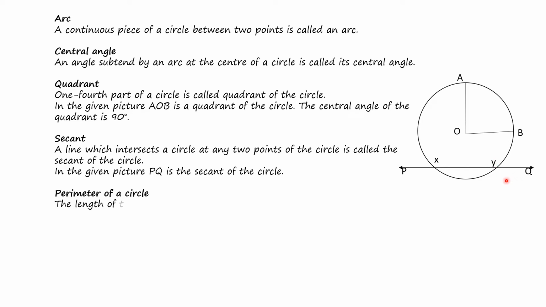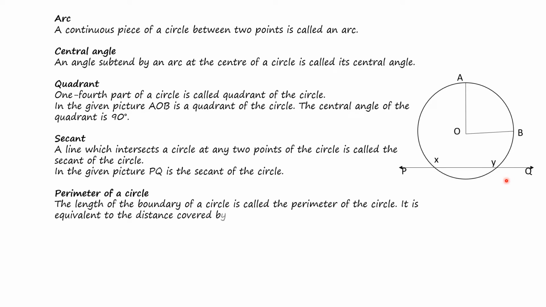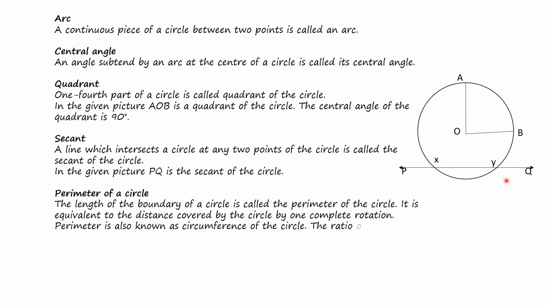Perimeter of a circle. The length of the boundary of a circle is called the perimeter of the circle. It is equivalent to the distance covered by the circle in one complete rotation. Perimeter is also known as the circumference of the circle.